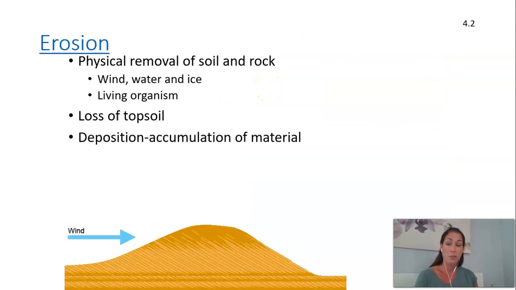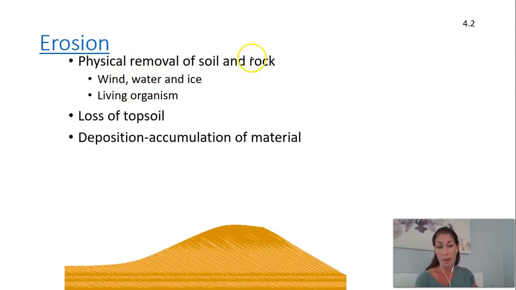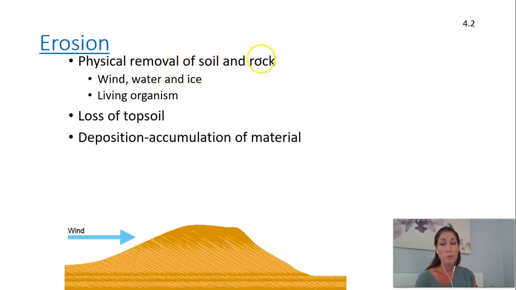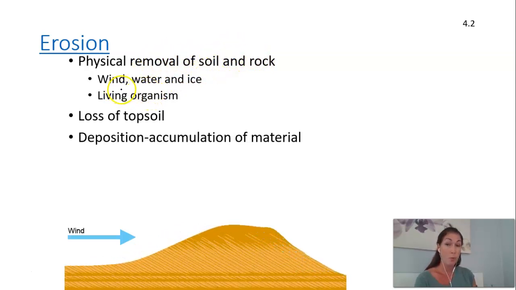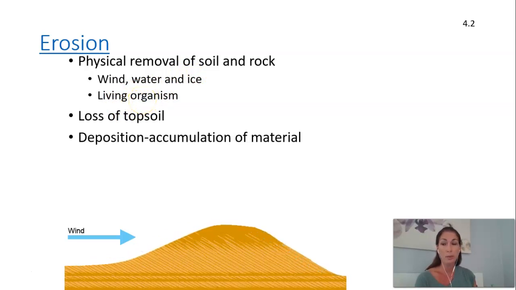Now this often gets confused with the word erosion, but erosion really is the movement of rock that might have been weathered, or it's the movement of soil. So erosion is the movement of soil and rock, and this tends to be caused by wind, water, and even ice if we're talking about glaciers. It can also be caused by living organisms. Living organisms can stir up and loosen up that soil and lead it to erosion.